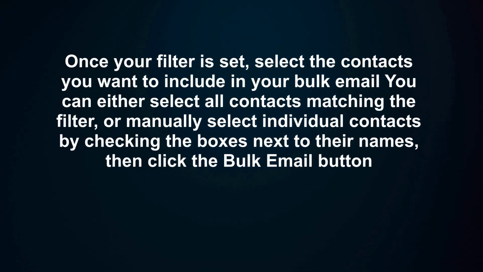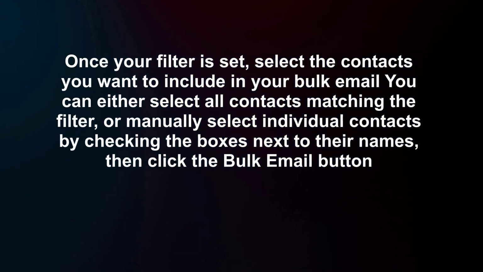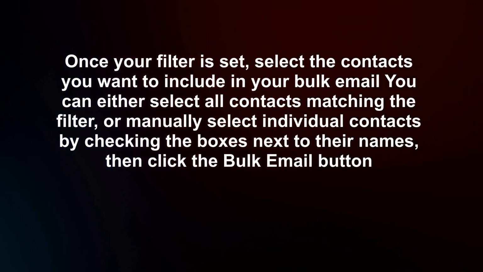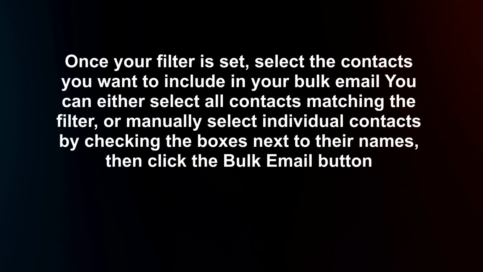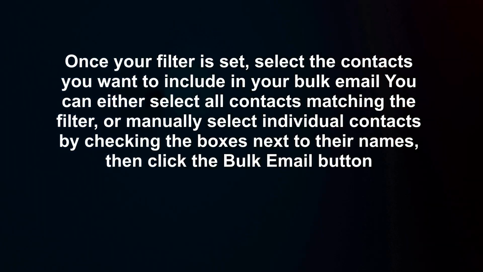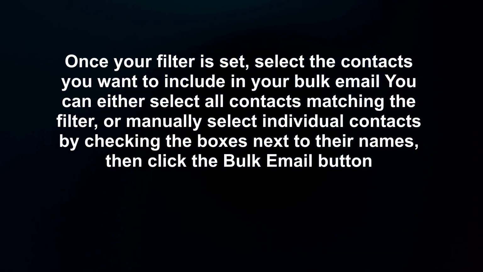Once your filter is set, select the contacts you want to include in your bulk email. You can either select all contacts matching the filter, or manually select individual contacts by checking the boxes next to their names, then click the bulk email button.